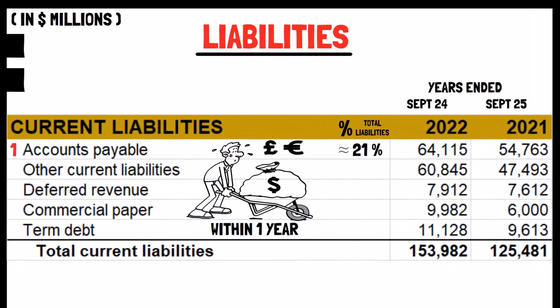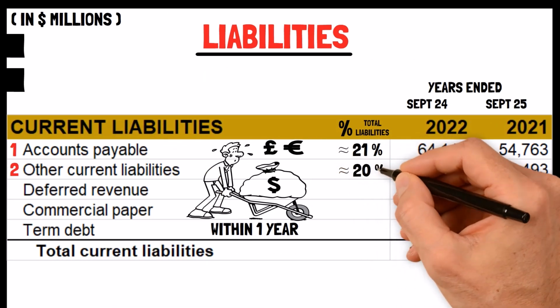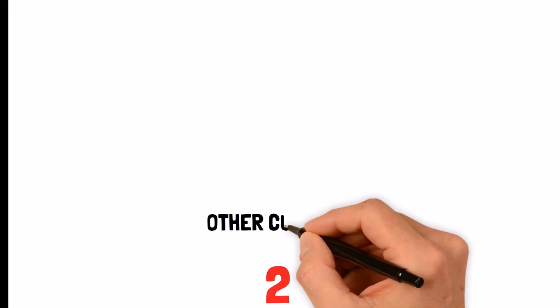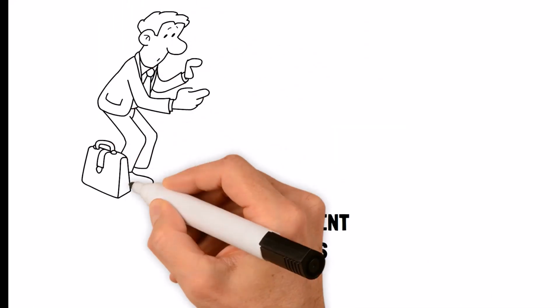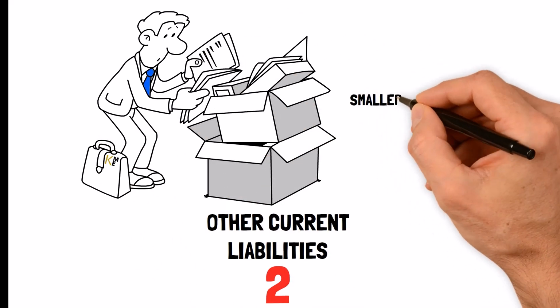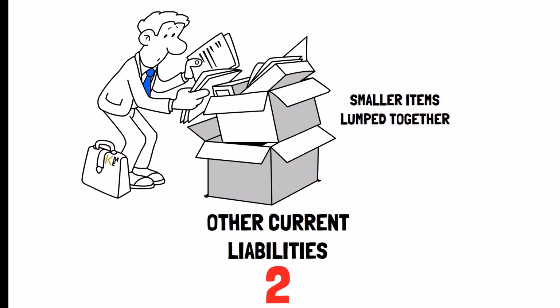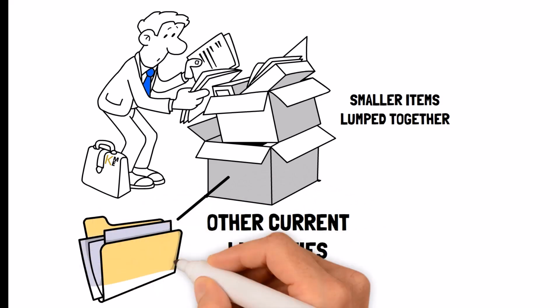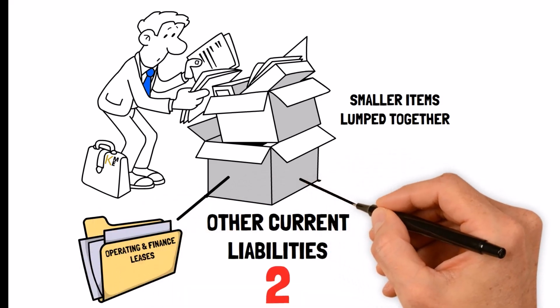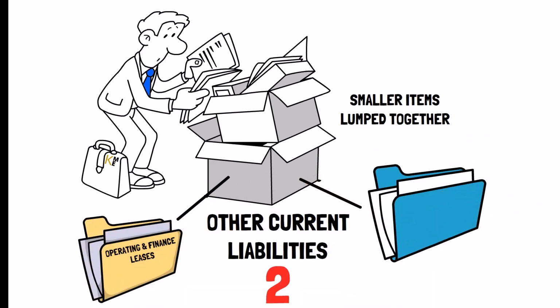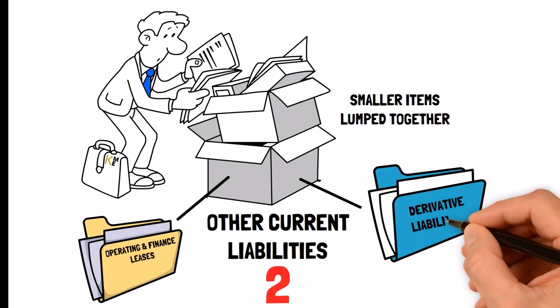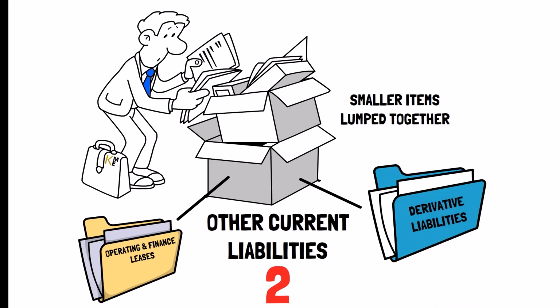Additionally, other current liabilities make up about 20% of the total liabilities in the business. Other current liabilities are an asset class that consists of smaller items lumped together. Some examples of this can be the operating and finance leases. It can also include derivative liabilities, normally used for trading or hedging.